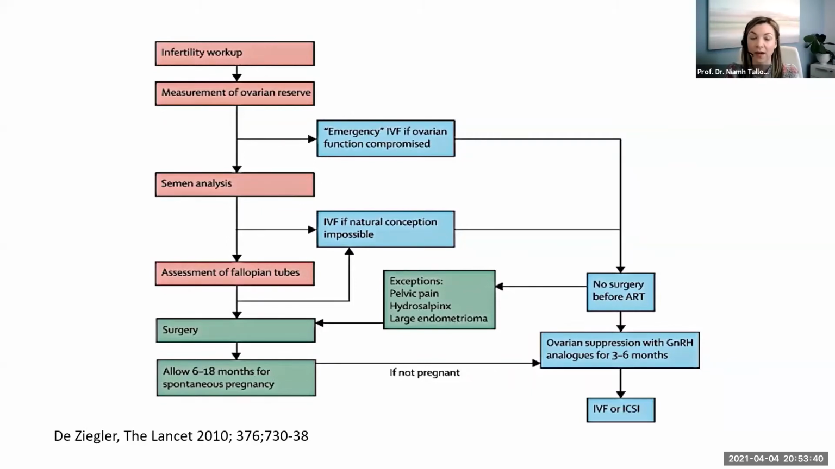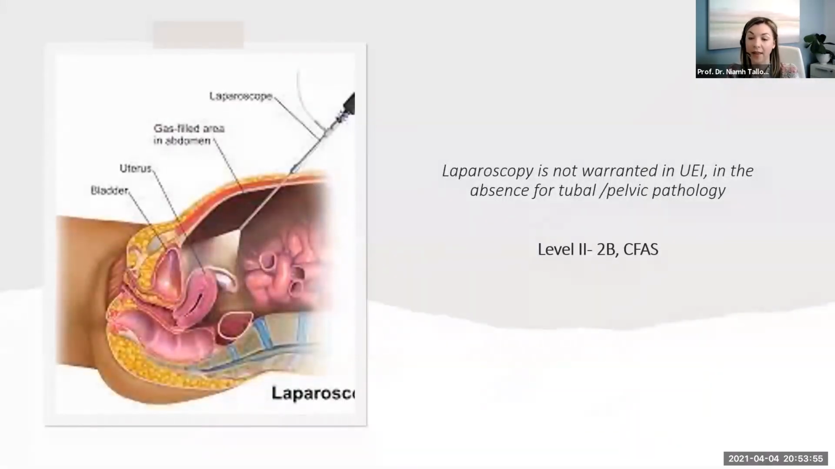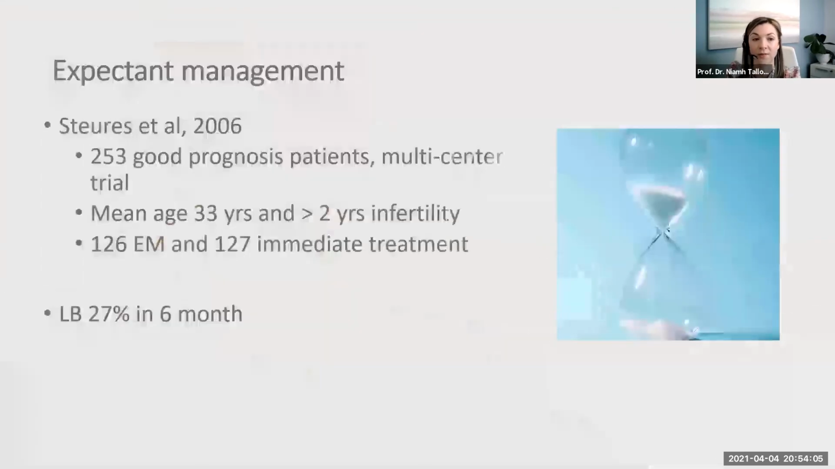If you do an assessment of egg reserve for someone with endometriosis and it is impaired, the approach usually is to go ahead with some kind of IVF egg or embryo freezing before they would embark upon surgery. The Canadian Fertility and Andrology Society as well as ASRM state that laparoscopy is not warranted upfront in unexplained infertility in the absence of presumed tubal or pelvic pathology.